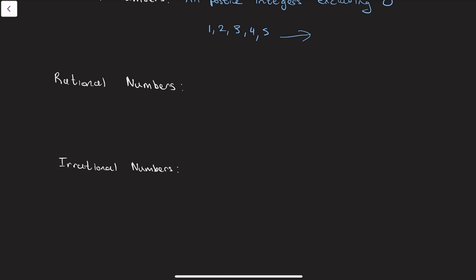A rational number is any number that can be expressed as a ratio of integers. So let's say that r is equal to a over b, where a and b are integers. Some examples would be 3 over 2, 5 over 3, -6 over 1. These are examples of rational numbers.